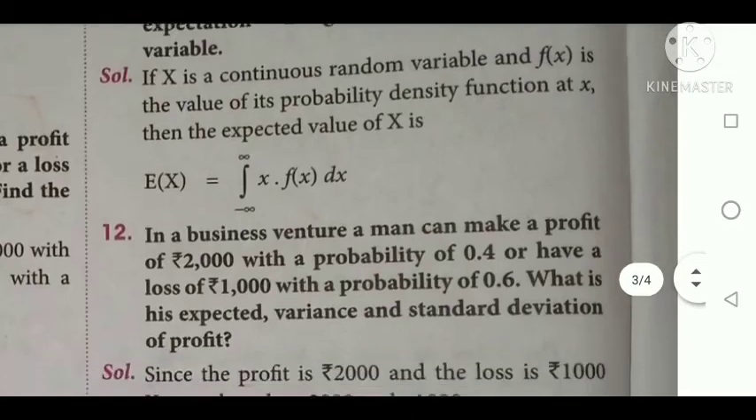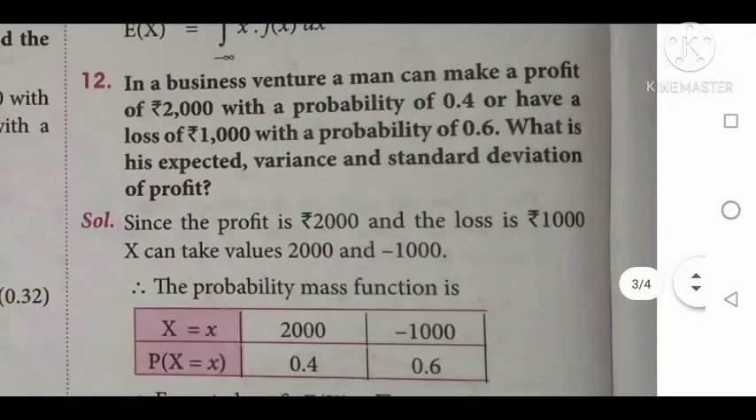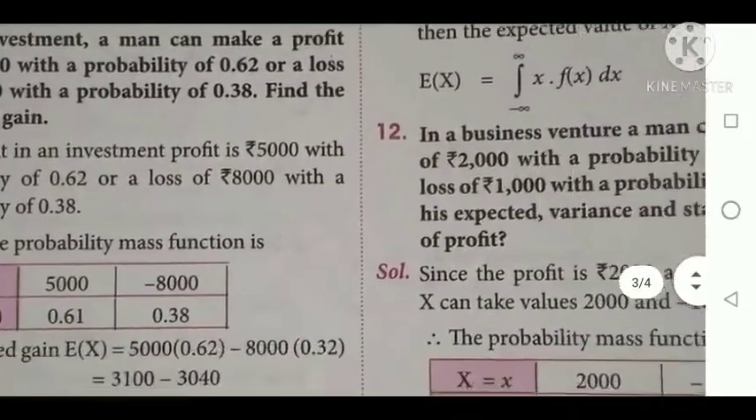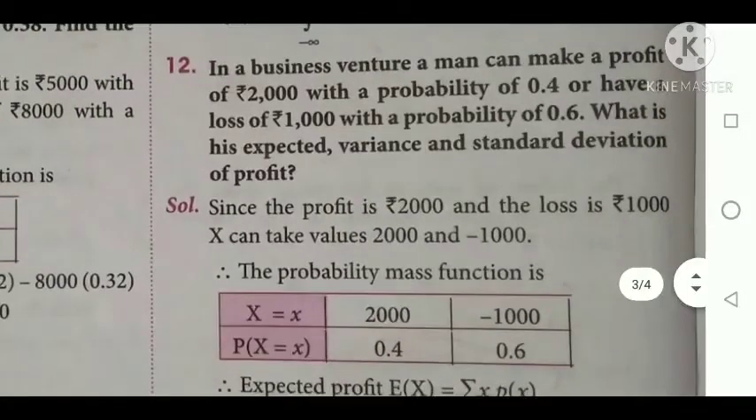Then the 12th sum: in a business venture a man can make a profit of 2000 with probability 0.4. This type of question is also asked in the 6th problem, so the 6th and 12th problems are the same model type. Here the profit is 2000 with probability 0.4 and the loss is minus 1000 with probability 0.6. If it is mentioned as loss, we take it as minus. What is the expected value, variance and standard deviation?